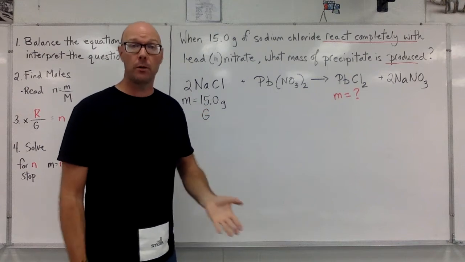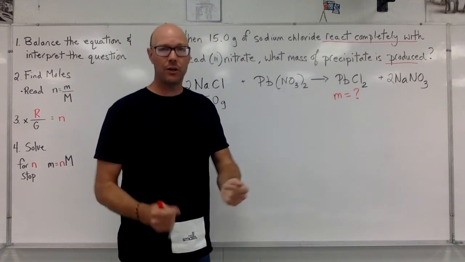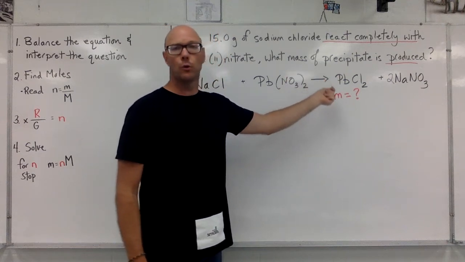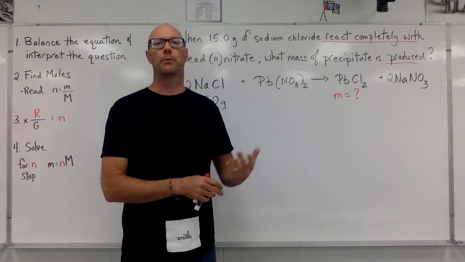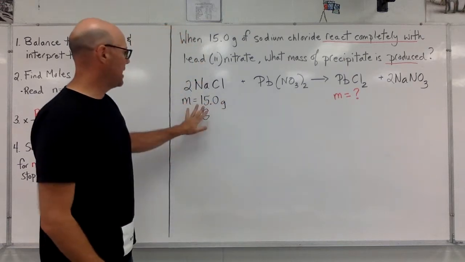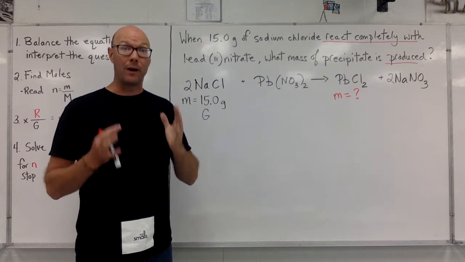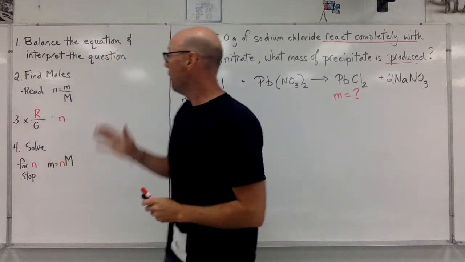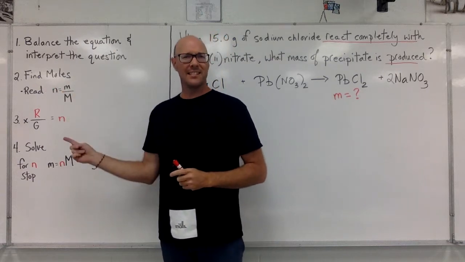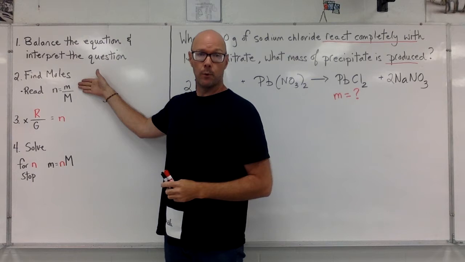When we check the solubility table, sodium nitrate is aqueous, it's highly soluble, and the lead 2 chloride is a solid. It has a low solubility. It is the precipitate. This is a mass-to-mass gravimetric stoichiometry problem. Our next step, find moles. The question didn't tell us moles, so we can't find moles just by reading. We have to do mass over molar mass.